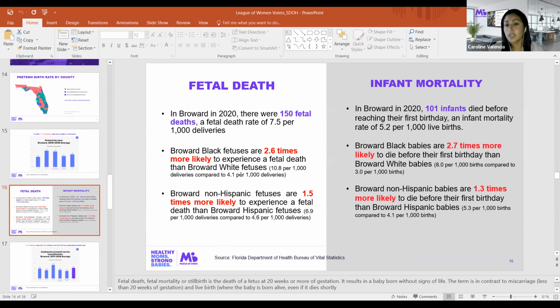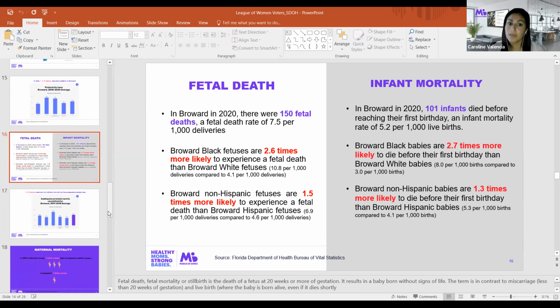And then similar trend in infant mortality. In 2020, 101 infants passed before their first birthday, and Black infants were 2.7 times more likely to pass before their first birthday compared to white babies.